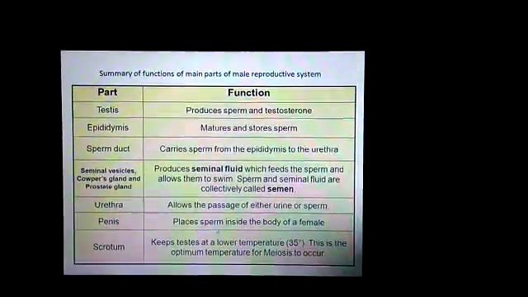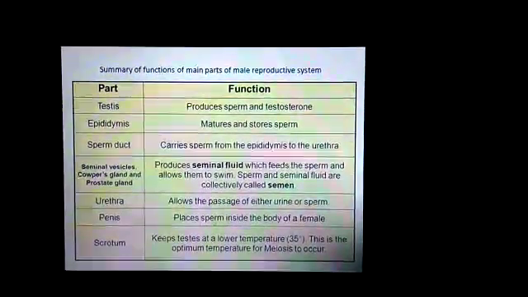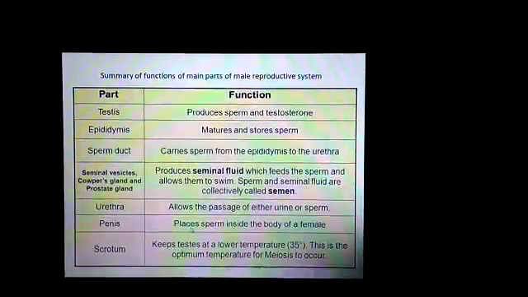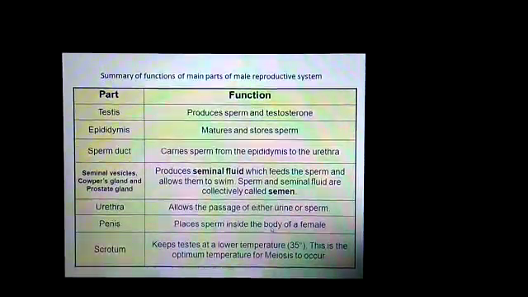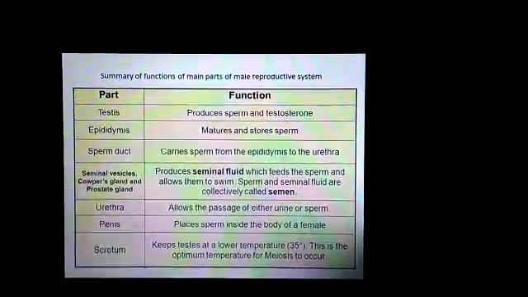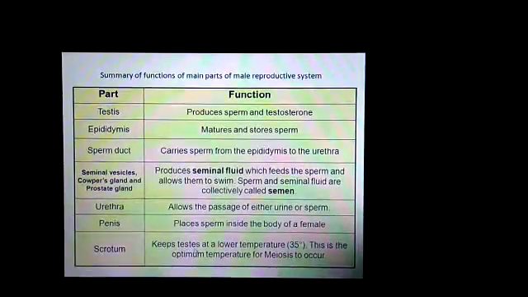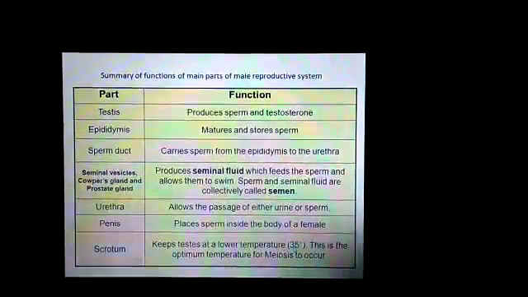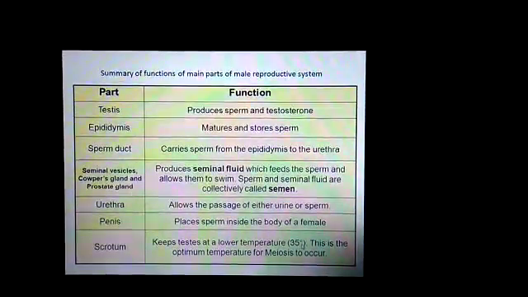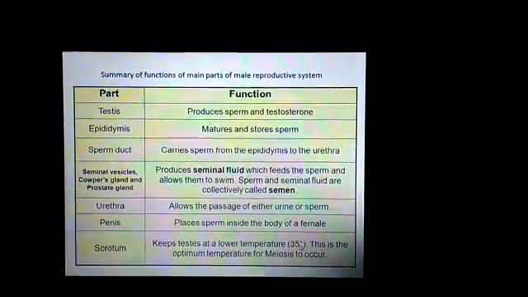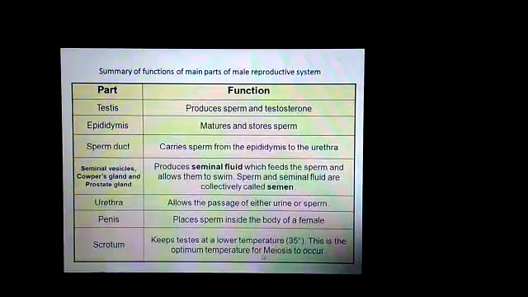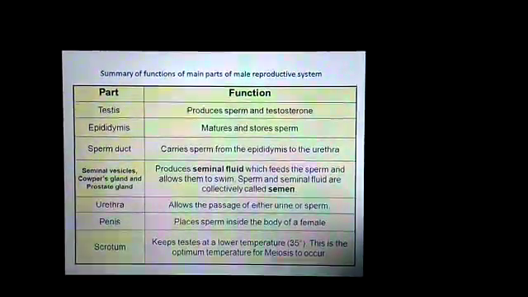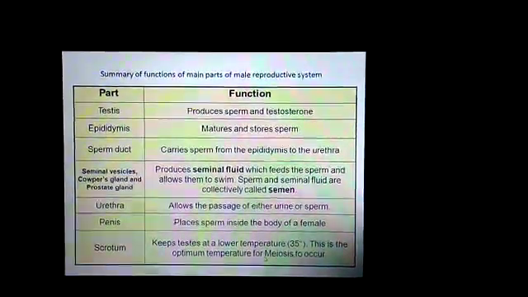The penis helps in the ejaculation of sperm from the male body. The scrotum keeps the testis at a lower temperature, that is 35 degrees centigrade, which is lower than the normal body temperature, and this is the optimum temperature for its growth and development.